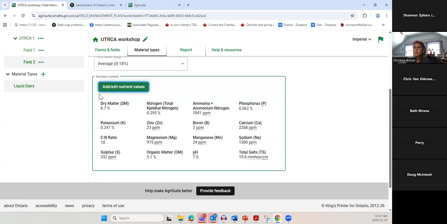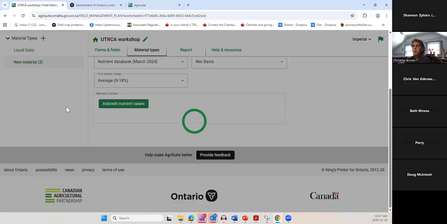It also makes it pretty easy to edit if I get a manure analysis and there are some adjustments to make. We always suggest that the best time to take a manure analysis is when that manure is going onto the field. So sometimes people will use the database numbers and then we'll fine-tune those numbers when they get their analysis back.